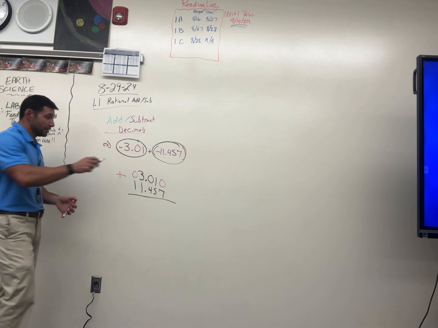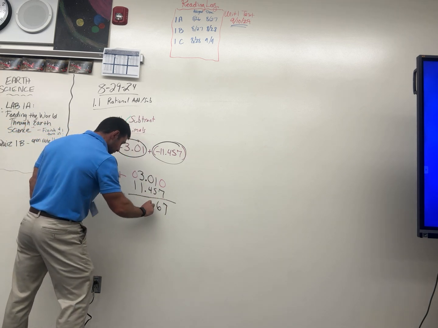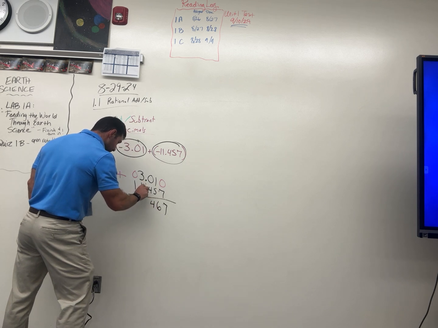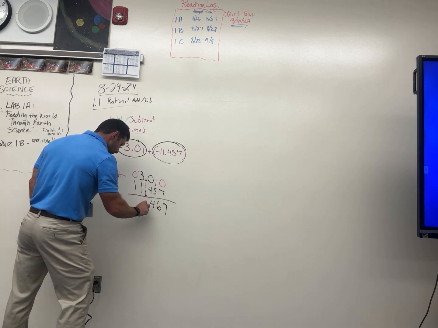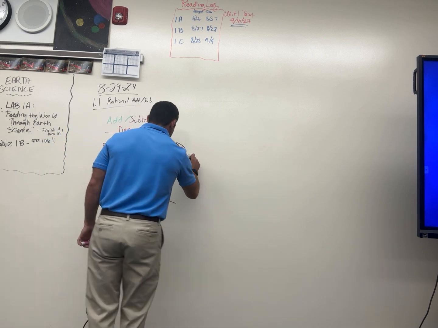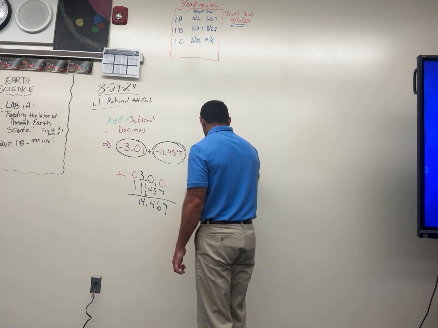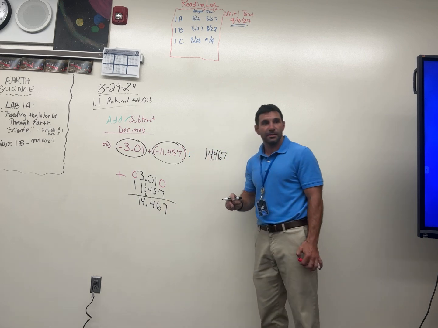So now we add. 0 and 7 is 7. 1 and 5 is 6. 0 and 4 is 4. The decimals come straight down. 3 plus 1 is 4. 0 plus 1 is 1. So that gives me 14 and 467 thousandths.